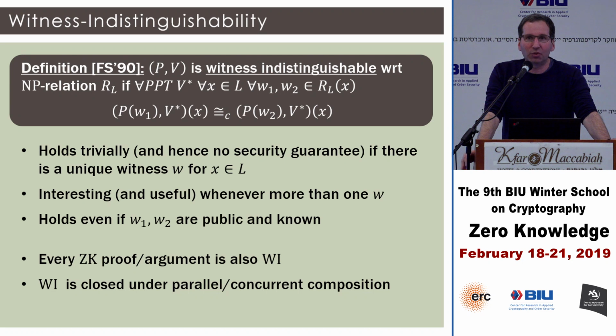And we had these two observations that will be very useful for us. On the one hand, every zero-knowledge proof or argument is also witness indistinguishable, and the notion of witness indistinguishability is closed under parallel repetition. Unlike zero-knowledge, for which we don't know if this is the case.